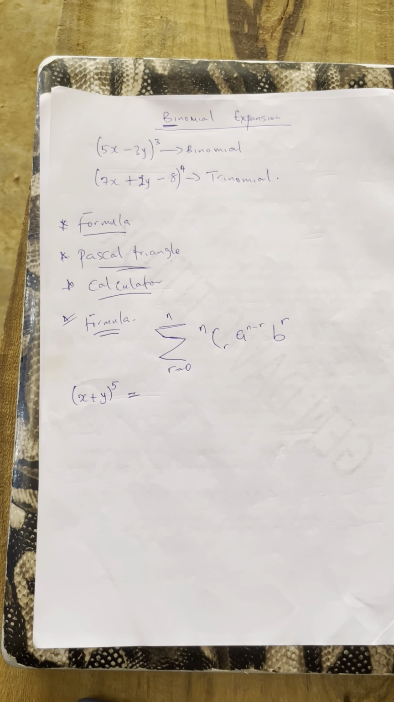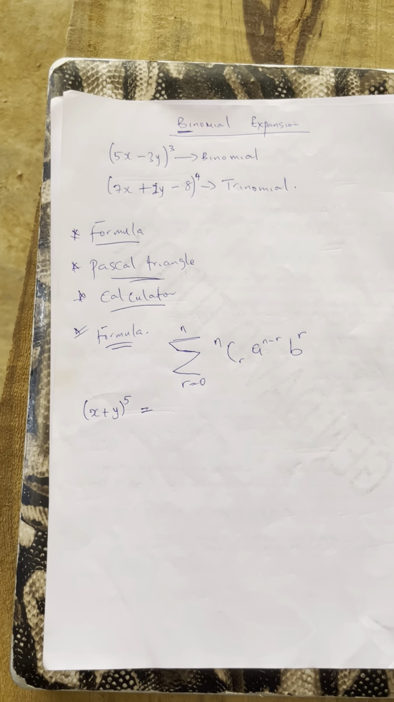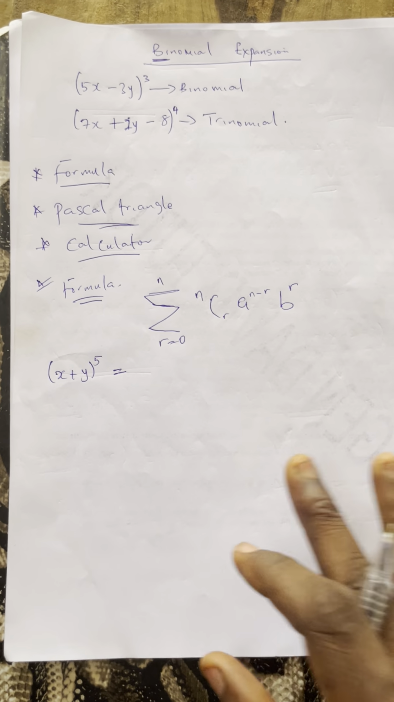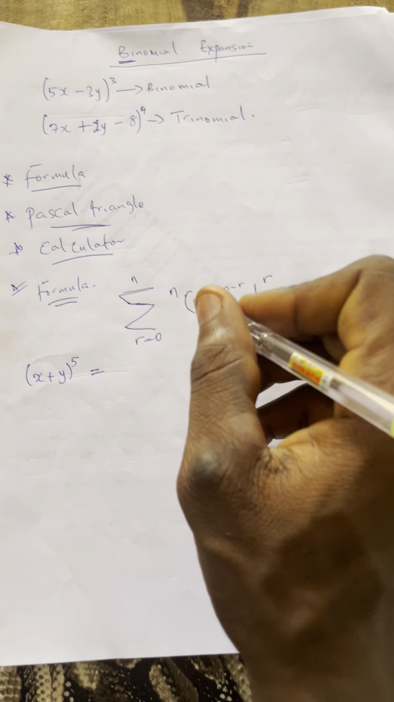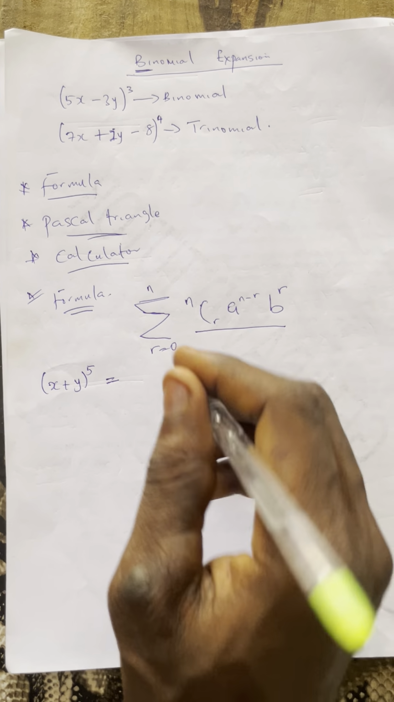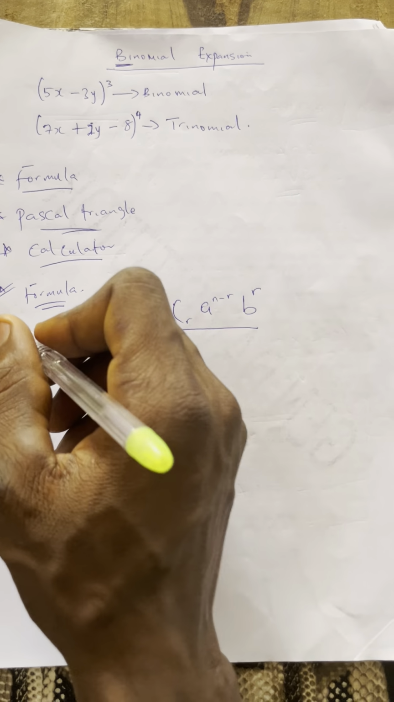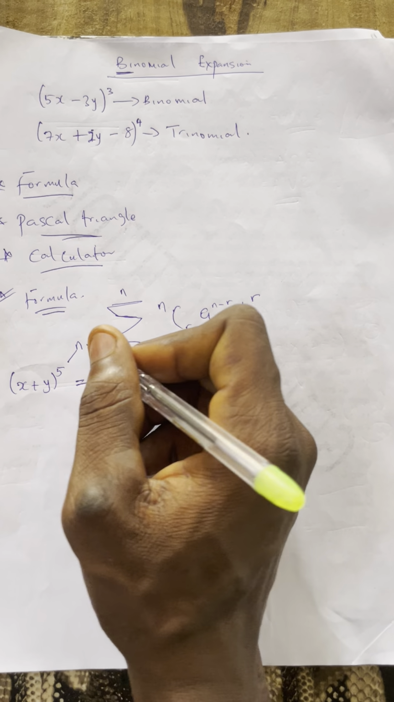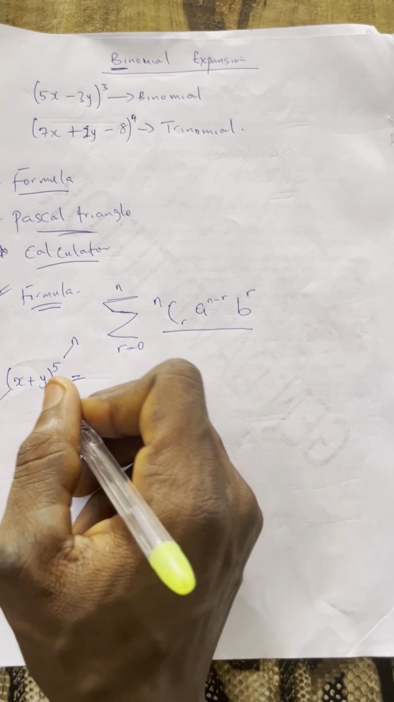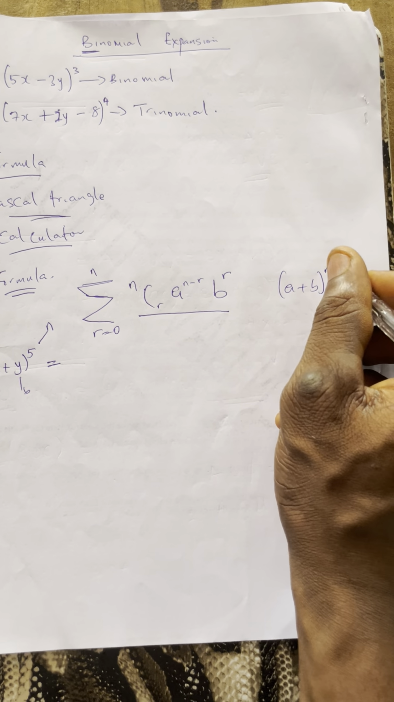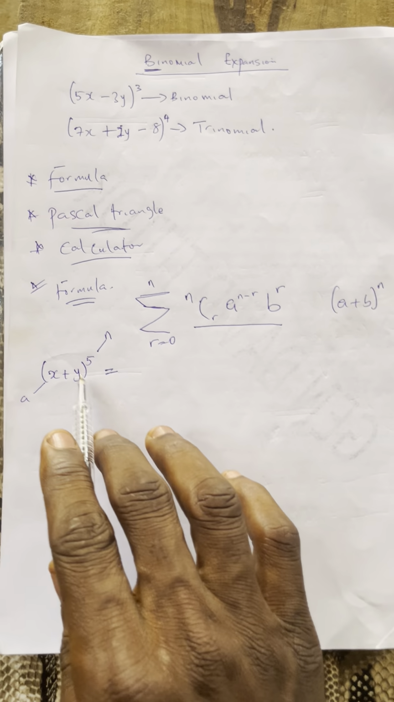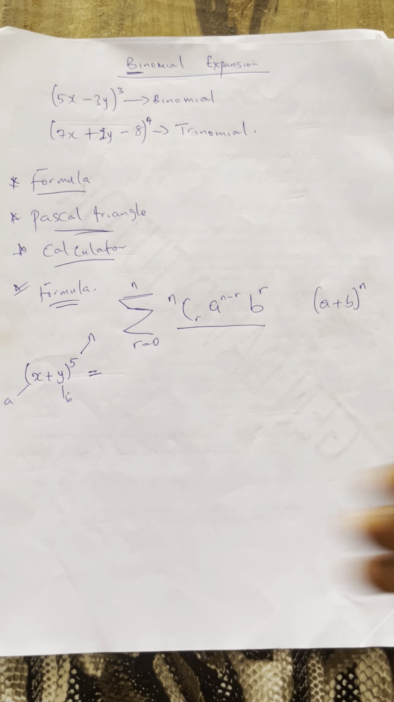If you want to expand this, we are going to be following the formula here. That means this is our n, this is our A, this is our B. So you are going to relate it to something like this: A plus B, always raised to power n. So this is our n, this is our A, this is our B. So therefore, let us start.